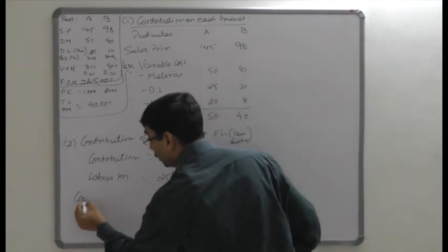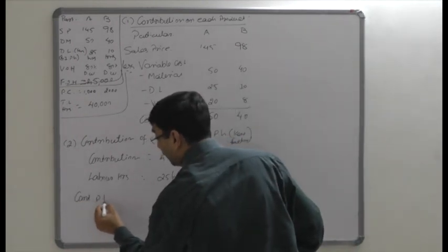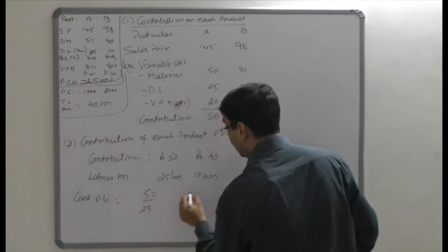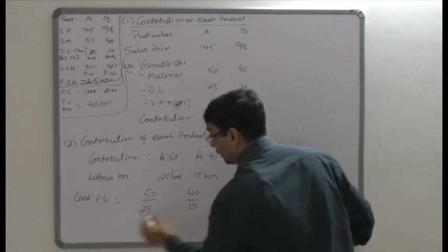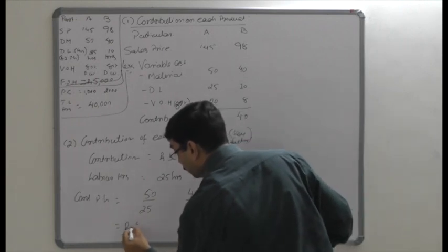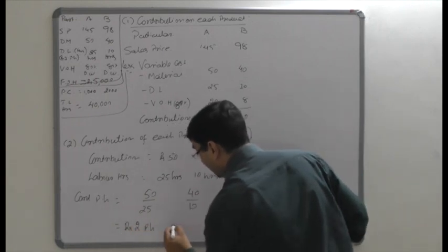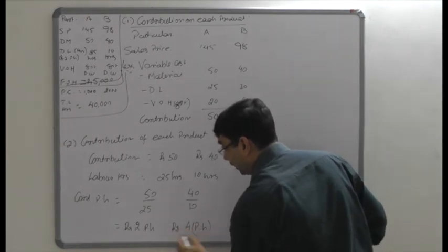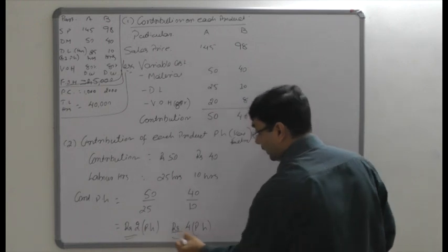So contribution per hour is equal to 50 divided by 25 and 40 divided by 10. So here it comes to rupees 2 per hour, and this would be rupees 4 per hour. Now this is your second working.